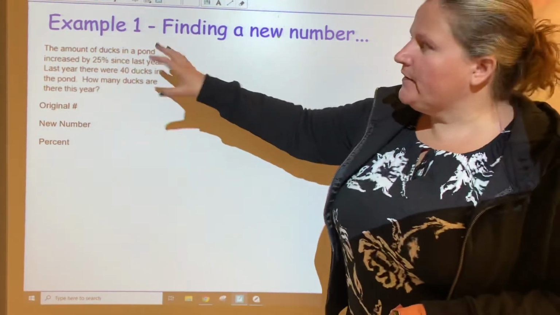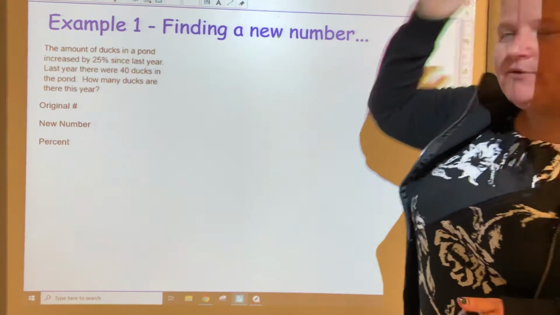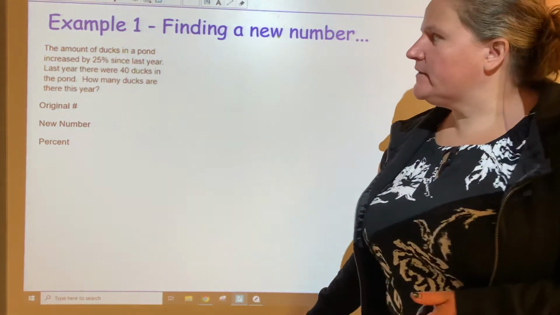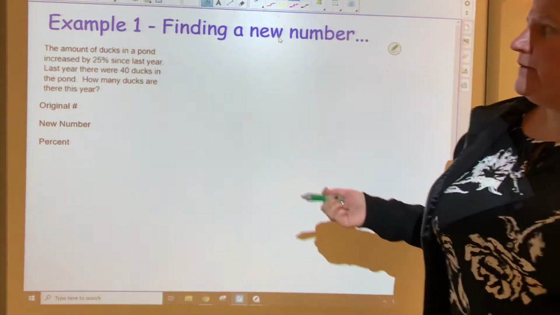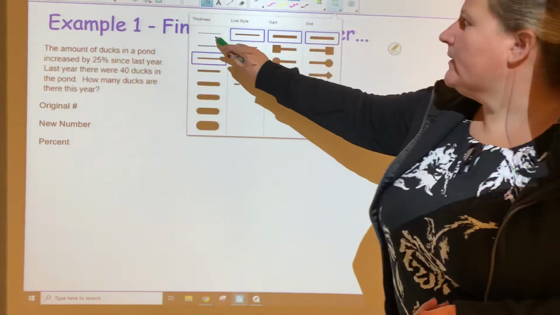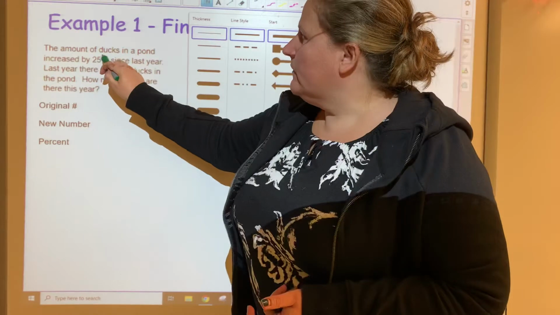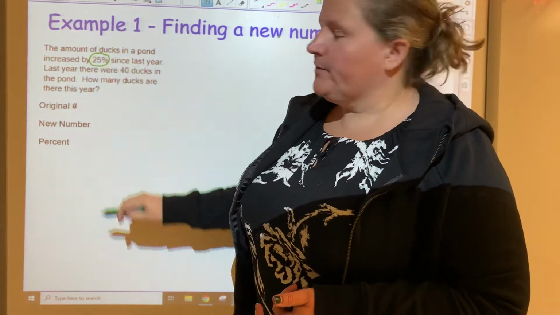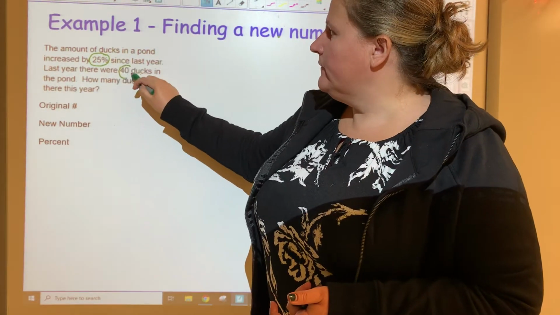So we have a problem. We have the amount of ducks in a pond increased by 25% since last year. Last year there were 40 ducks in the pond. How many ducks are there this year? So I'm gonna make my pen a little bit smaller. So I got 25%, that's an important number, and so is 40.